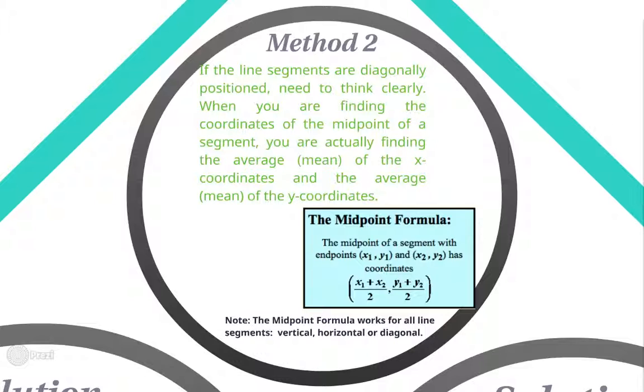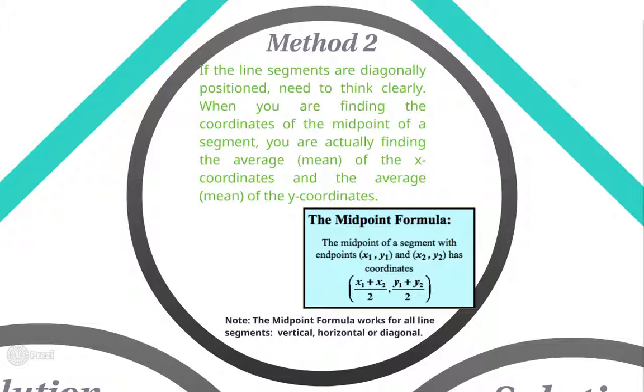If the line segments are diagonally positioned, you need to think clearly. You need to think about it if it's diagonal, because the other method you can only use if it's vertical or horizontal. So this method doesn't involve that. When you are finding the coordinates of the midpoint of a segment, you are actually finding the average, or mean, of the x coordinates and the average, or mean, of the y coordinates.